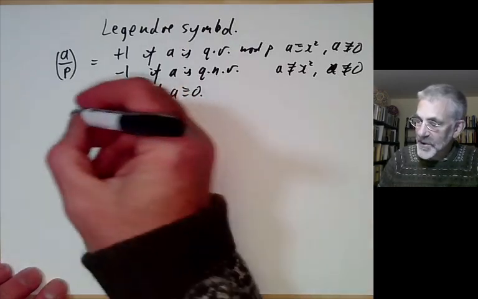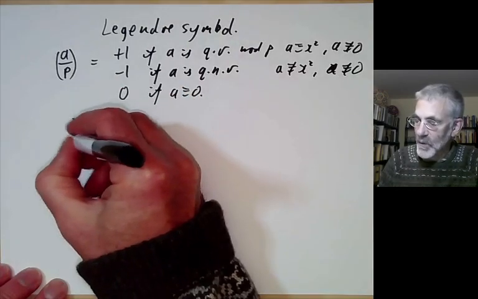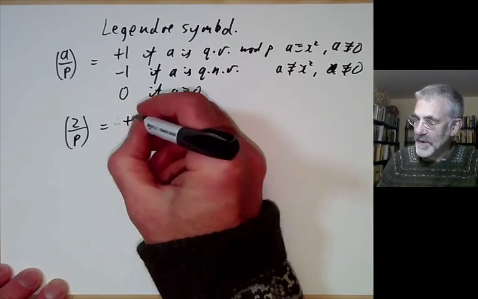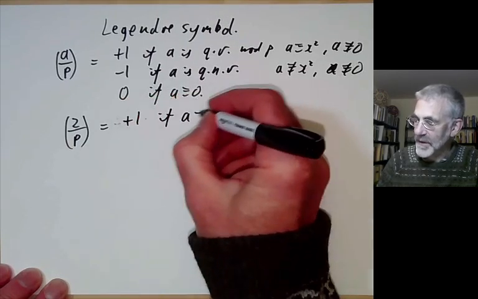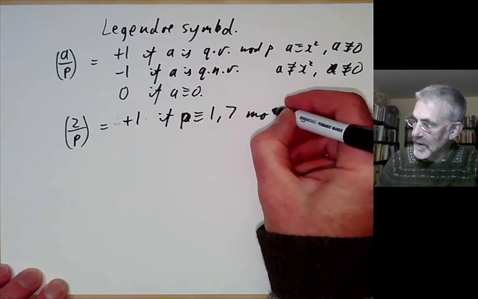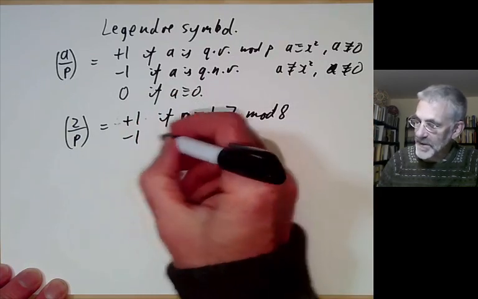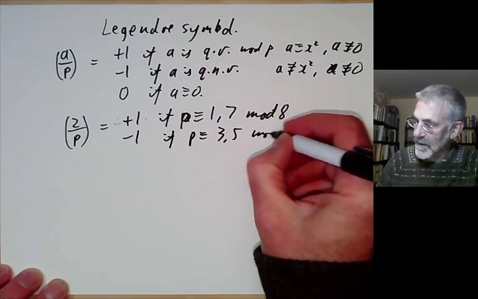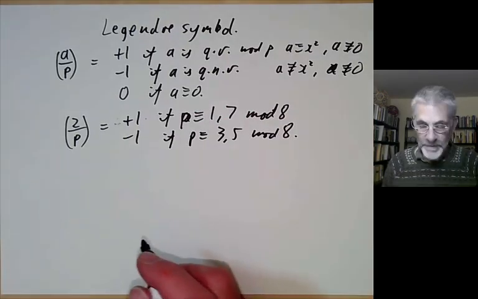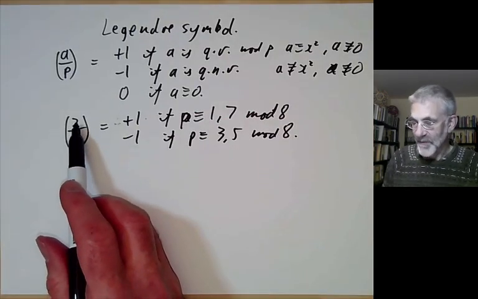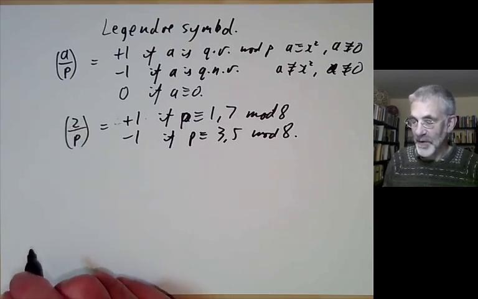And last lecture we calculated whether or not 2 was a quadratic residue. So we recall that this was equal to plus 1 if p is congruent to 1 or 7 mod 8, and minus 1 if p is congruent to 3 or 5 modulo 8. And now we're going to calculate this if we change 2 to some other values.